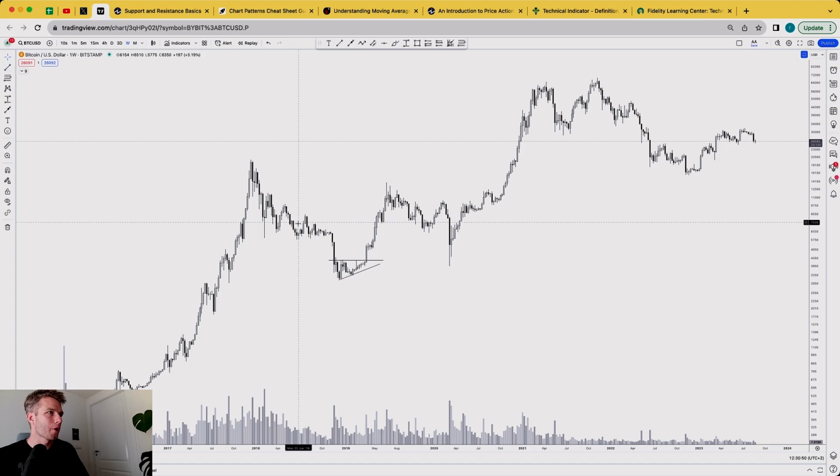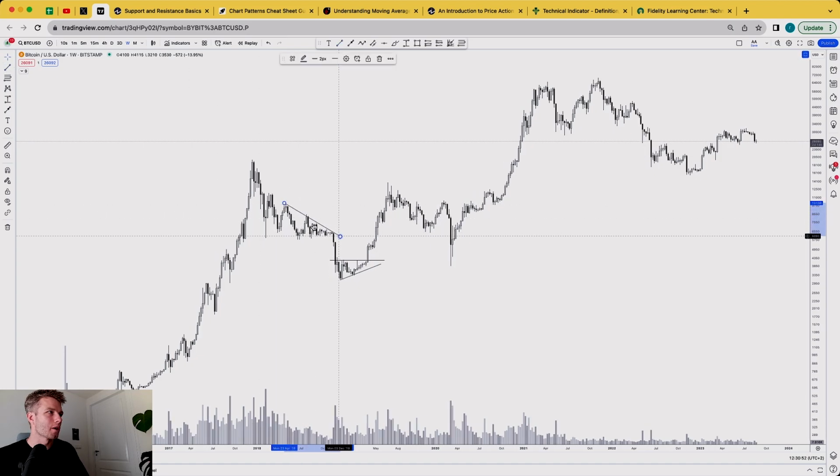The opposite side is also true. So we have an ascending triangle, but we also have a descending triangle. Probably the most famous one was this one over here. And then the likelihood is stronger that it breaks to the downside. Okay. And the same happened roughly over here, like a descending triangle, and it broke to the downside.